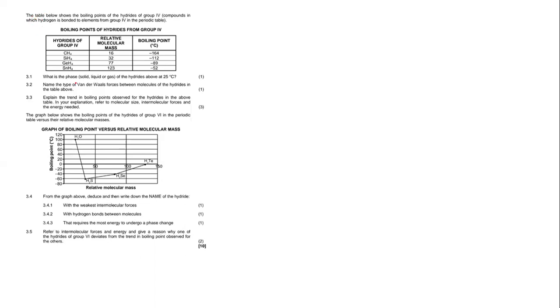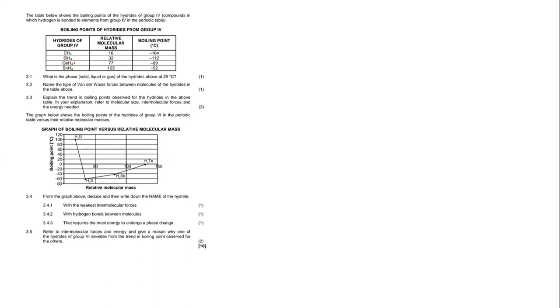We are provided with a table. The table below shows the boiling points of the hydrides of group 4, compounds in which hydrogen is bonded to elements from group 4 in the periodic table. So these are four hydrides. Why do we call them hydrides? Because these compounds are made of hydrogen atoms and group 4 elements.